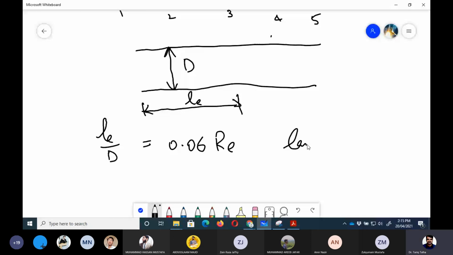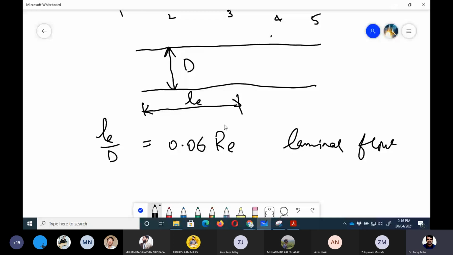If the flow is laminar in the entrance region, to calculate the length of the entrance region we need to calculate the Reynolds number, multiply it by 0.06, and then multiply it by the diameter. So let's suppose we have a Reynolds number of 10 and a diameter of 1 meter. Then the entrance region would be 0.06 into 10, which is basically 0.6 meter.